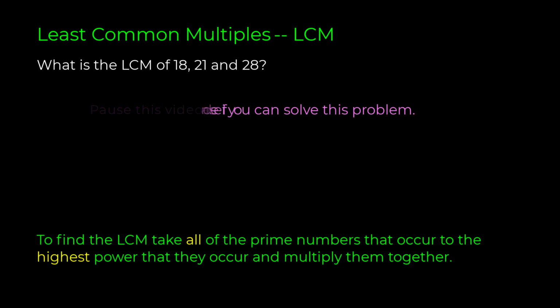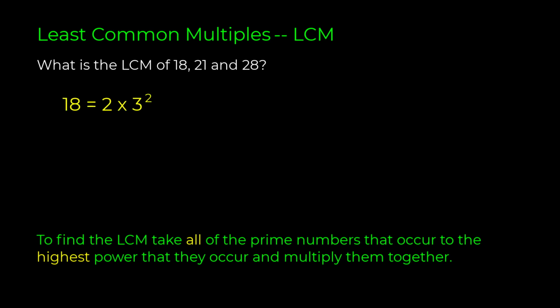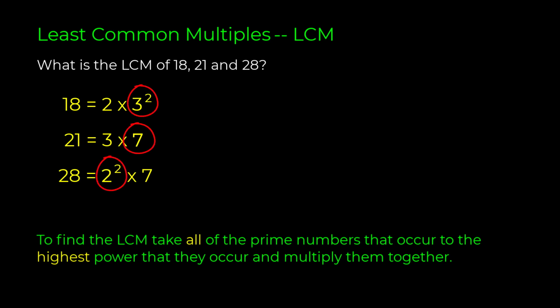Let's see how you did. First, we perform the prime factoring of each of these numbers. For 18, it is 2 times 3 squared. For 21, it is 3 times 7. For 28, it is 2 squared times 7. We have a total of 3 prime numbers, 2, 3, and 7.